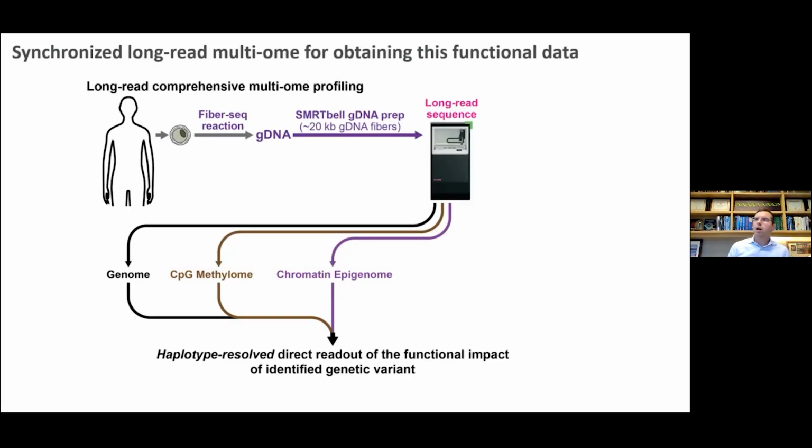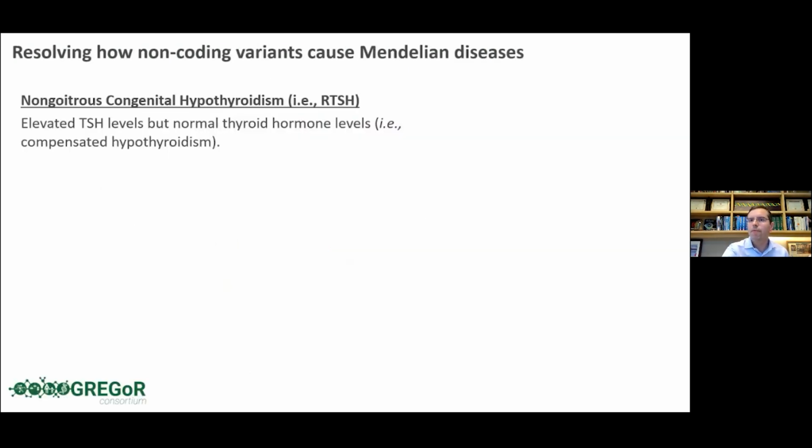For this, the concept, which hopefully should be straightforward based on what I just presented in the last couple of minutes, is that we would take samples from an individual, do the Fiber-seq reaction directly on that primary tissue, then undergo long-read sequencing to get an accurate representation of the genome plus the CpG methylome and the chromatin epigenome.